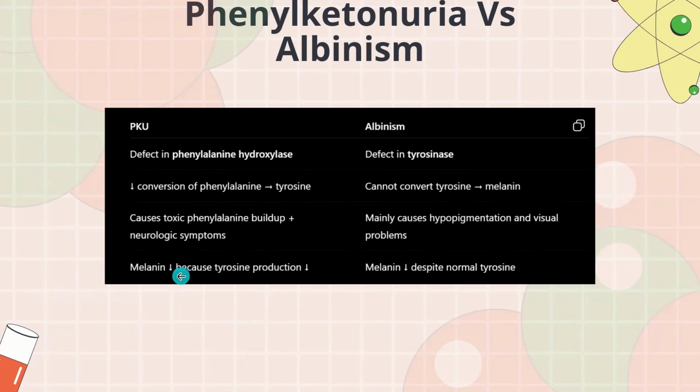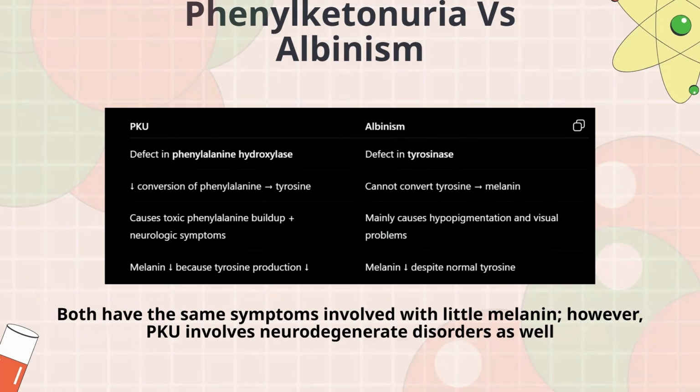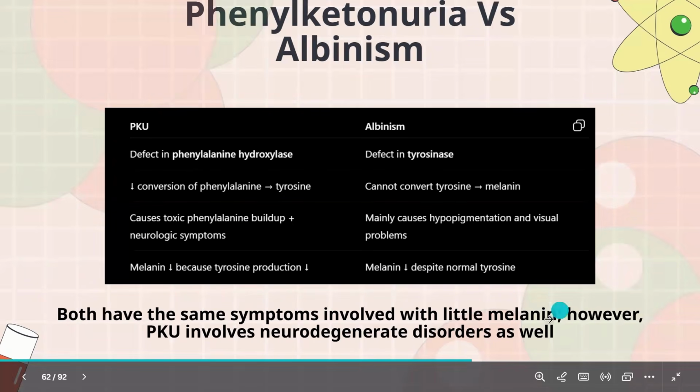Here you have decreased melanin because tyrosine production is low. Here, melanin is decreased despite normal tyrosine. So we might have normal tyrosine, but we don't have as much tyrosine function. I took this from GPT, hope it helps you guys. And finally, with the same symptoms about the melanin, PKU includes neurodegenerative disorders as well.